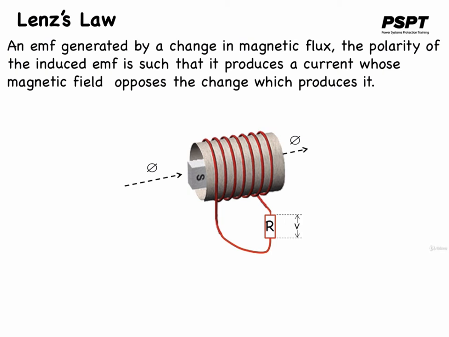And according to Lenz's law, the induced current will produce a magnetic field. Remember now that anytime current flows, there's a proportional amount of magnetic field induced. And that opposes the change which produces it, as indicated by the green dashed line. In other words, the induced magnetic field is always opposite to the magnetic flux which produced it. This is the reason for the negative sign in the Faraday's law equation.